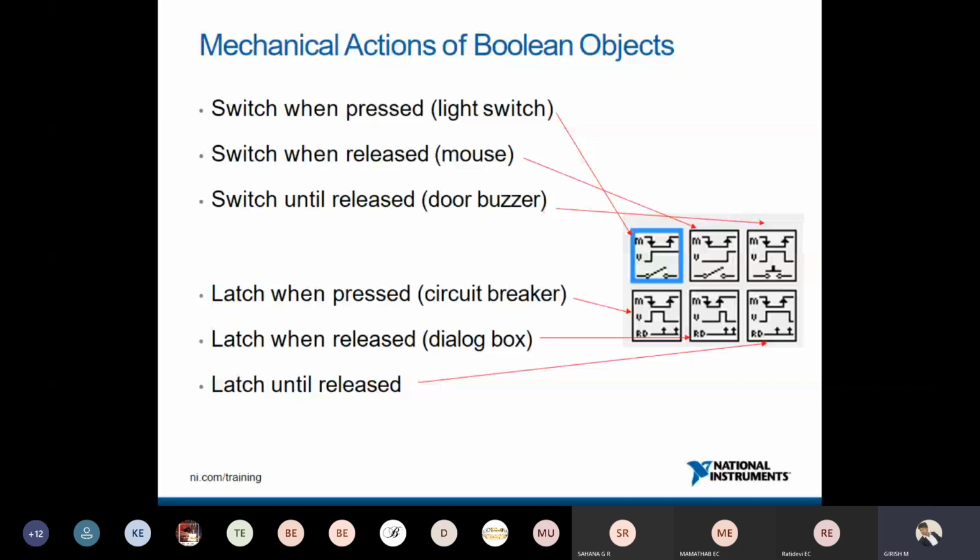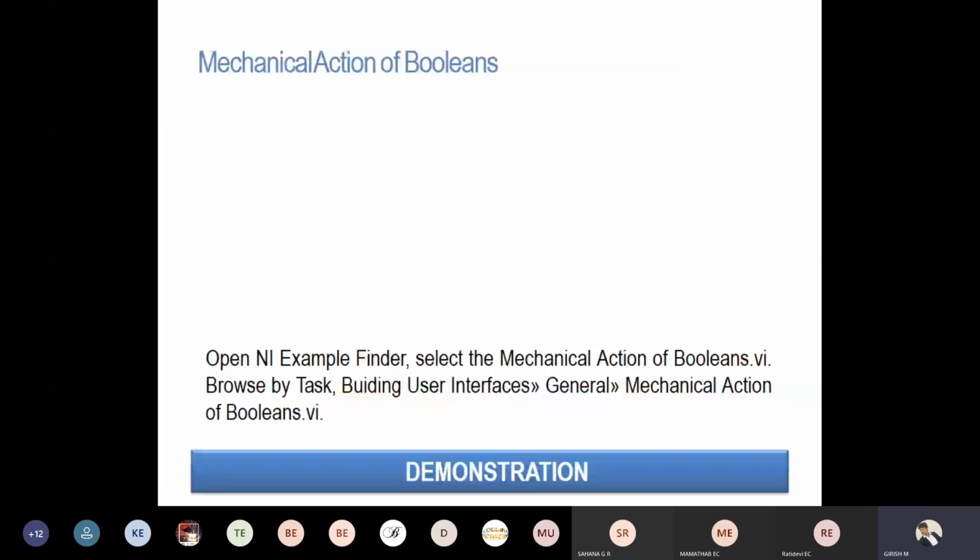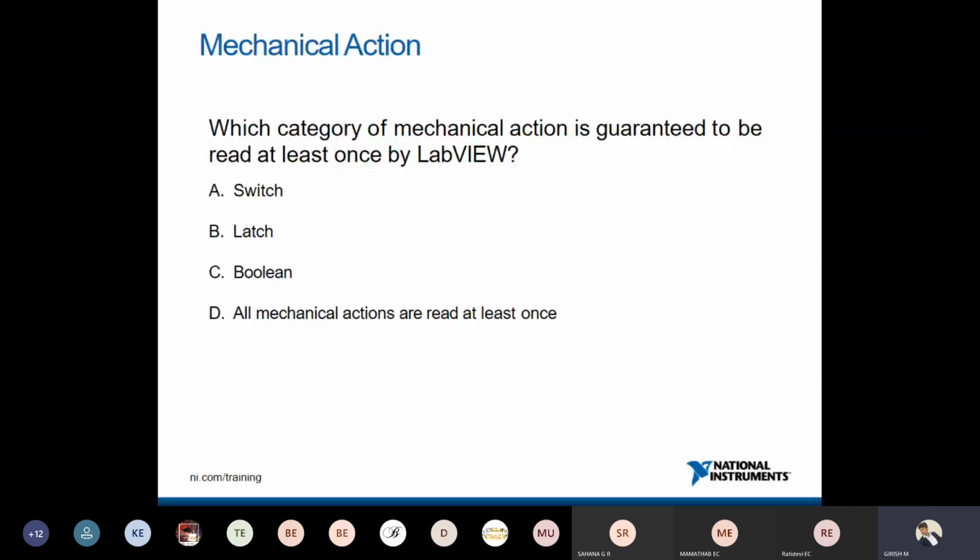So this is about mechanical Boolean action. Otherwise you can just open your NI example folder and select the mechanical action booleans.vi, which is already available in the help tutorial of NI, so that you can easily check it out. This is the type of question that is going to appear, and I'll discuss it in the upcoming area.